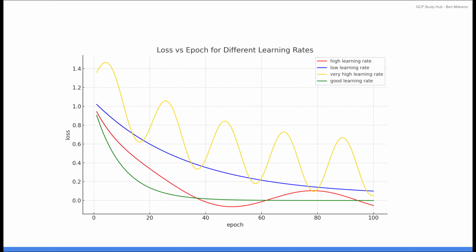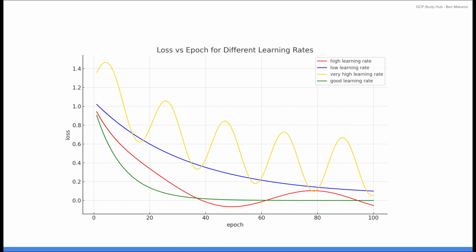The blue line represents a low learning rate. Notice how it starts at the same point, but it decreases more gradually. Even after 100 epochs, it's still around 0.1, making steady progress, but slow progress.